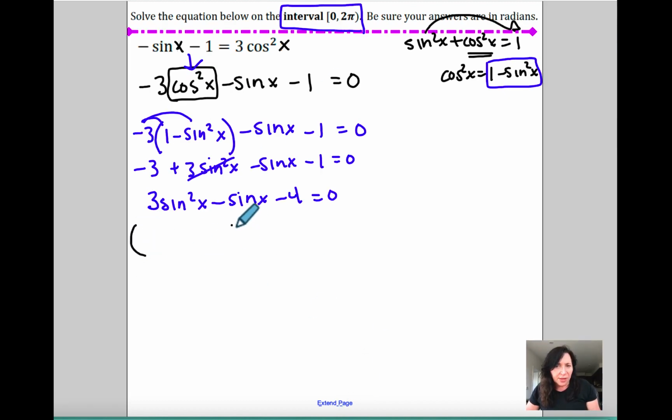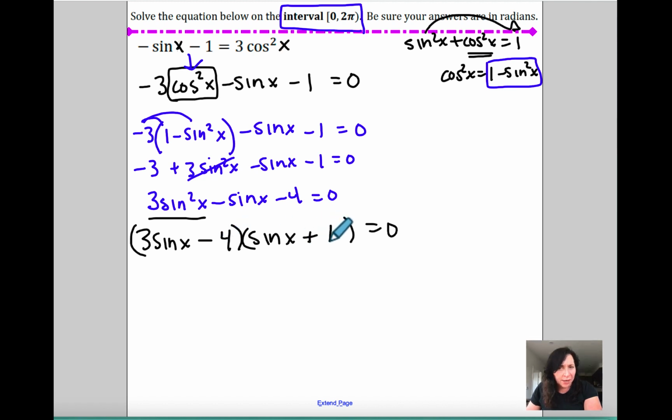So I need to factor this, just like that. Yes, you can use u substitution. I'm not going to. This is going to be 3 sine of x times sine of x. And that's going to make 3 sine squared. The signs here are plus and minus because that's going to give me a negative value. But keep in mind, I want a negative 4. So I'm going to go negative 4 times positive 1. And check your inside. So that's negative 4, positive 3 makes negative 1. So we have the right factor.